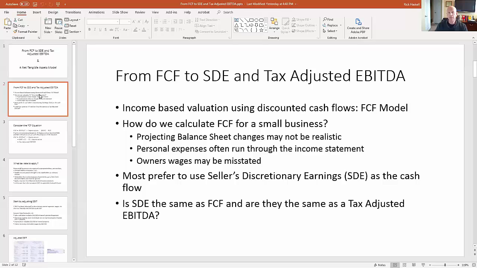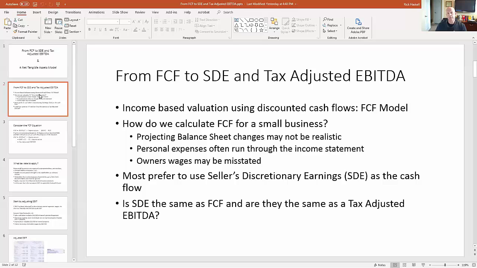So because of these necessary adjustments for small businesses, more often than not, small business valuations, certainly when considering a discounted cash flow, are going to use seller's discretionary earnings as the cash flow variable rather than free cash flow. So here's my question. Is SDE, or seller's discretionary earnings, the same as free cash flow?